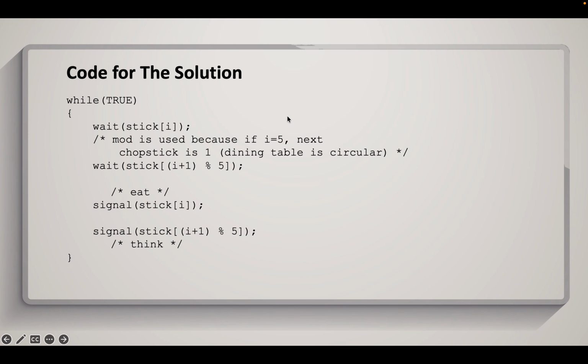So the solution you see here: this is the logic for the ith philosopher. The ith philosopher checks the ith chopstick. If the ith chopstick is available, then it will check the (i plus 1) mod 5 chopstick. That is, the ith chopstick means the chopstick on his left side, and (i plus 1) mod 5 means the chopstick on his right. If both the chopsticks are available, then only the philosopher eats. Once he has eaten, he releases the ith chopstick and the (i plus 1) chopstick.